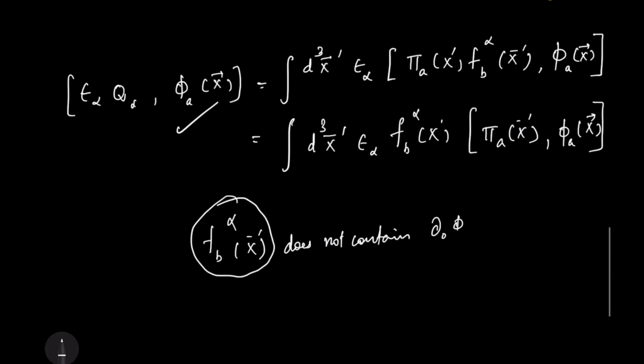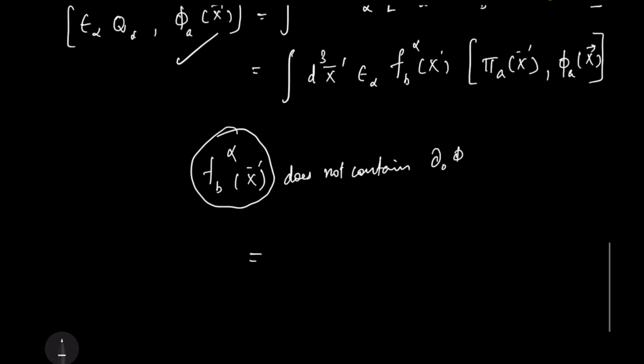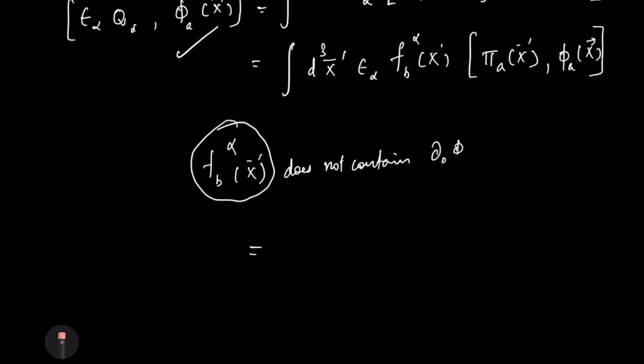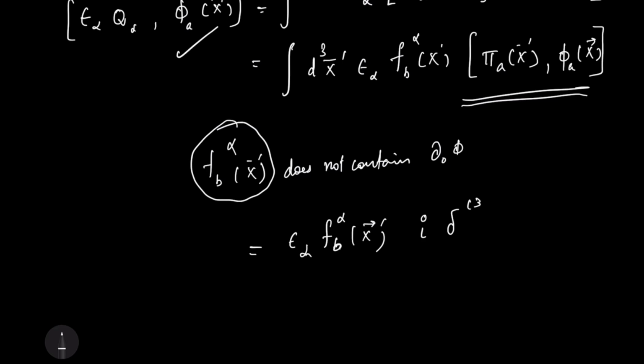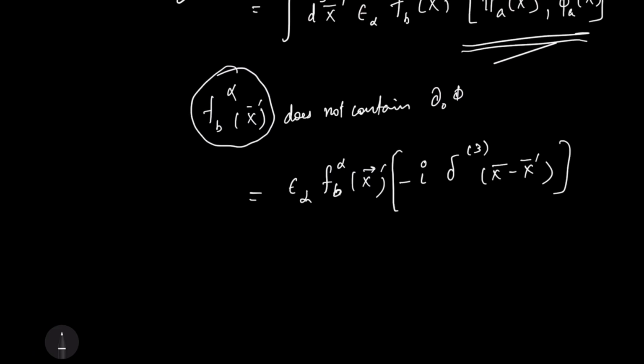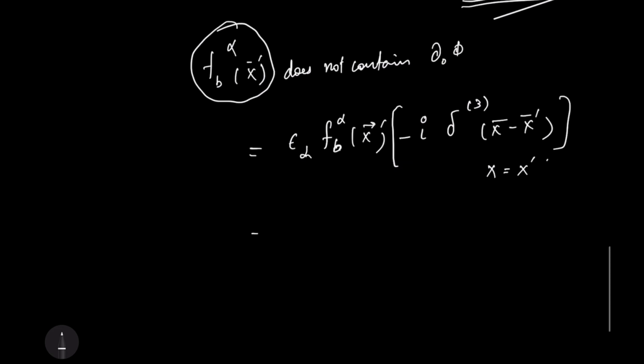And phi a of x prime comma phi a of x. So here I can take out epsilon alpha and f_b alpha of x prime. Then I can integrate pi a and phi a. So the integral of the commutator pi a phi a will be i del cube, minus will come because phi comma pi will be i del cube x minus x prime. But here I have pi a comma phi a, which means there will be a negative sign also. And this will survive only if x is equal to x prime. Then I can substitute this is equal to minus i epsilon alpha f_b alpha.